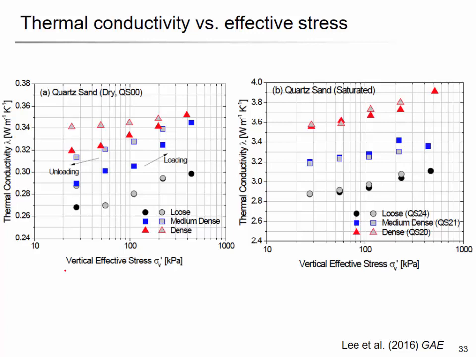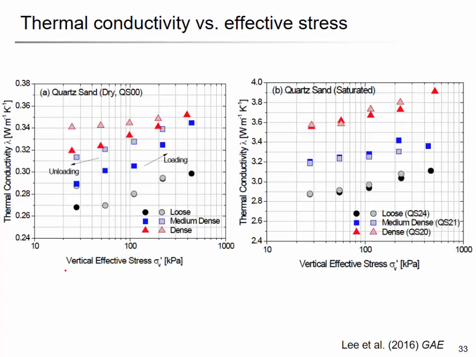So thermal conductivity versus effective stress. This is from one of my master's students who did a wonderful experiment, and she got beautiful data. So when you have dry sand at the dense, medium dense, and loose state, let's look at the loose state. Here you have 0.27, right? And it increases like this, and when you unload it, it becomes like this. So you have an increase in thermal conductivity with increasing vertical effective stress from here to here, and then you have the unloading cycle like this.